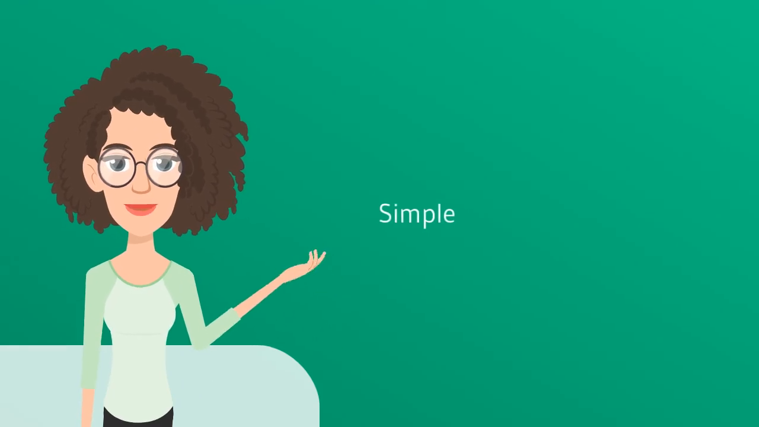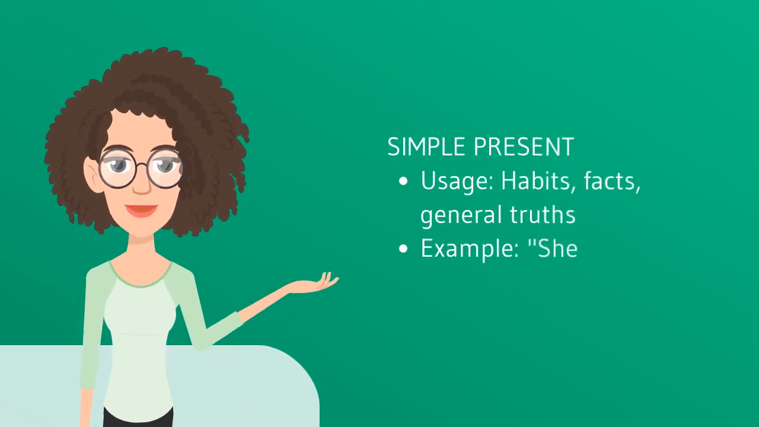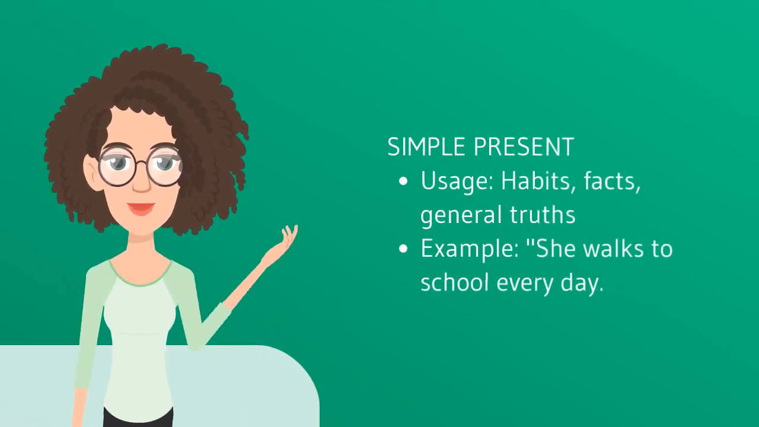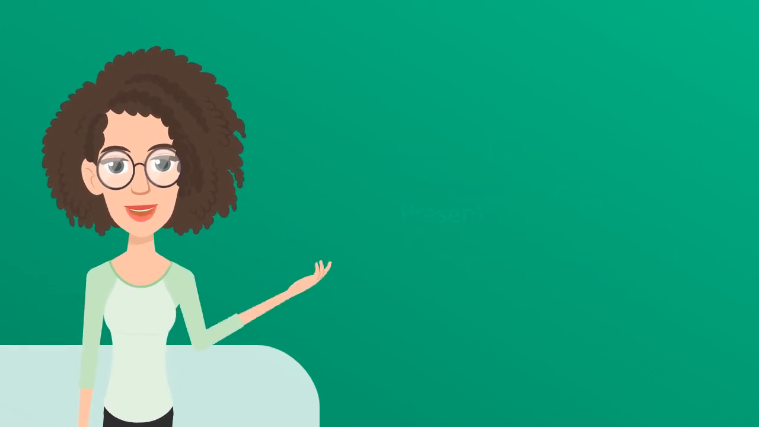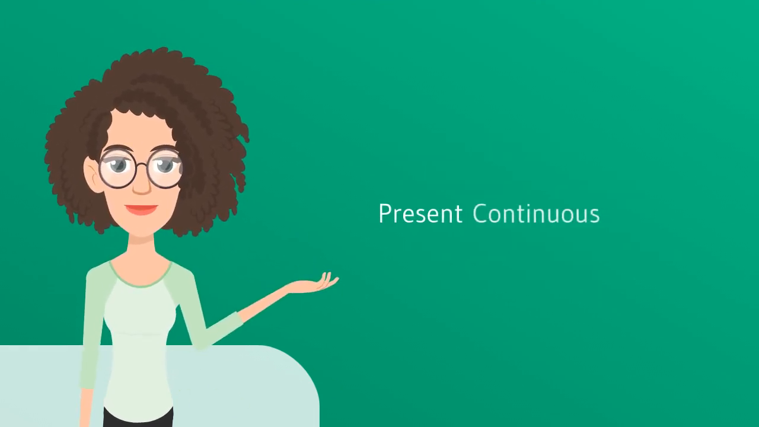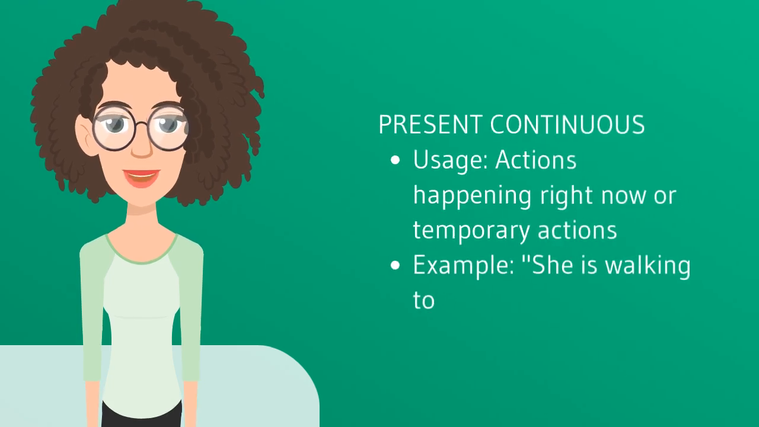Simple present. Usage: habits, facts, general truths. Example: she walks to school every day. Present continuous. Usage: actions happening right now or temporary actions. Example: she is walking to school now.